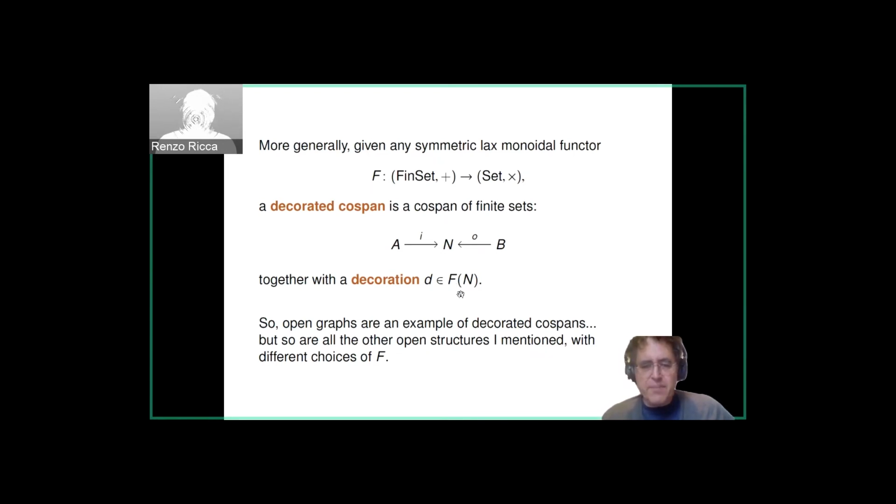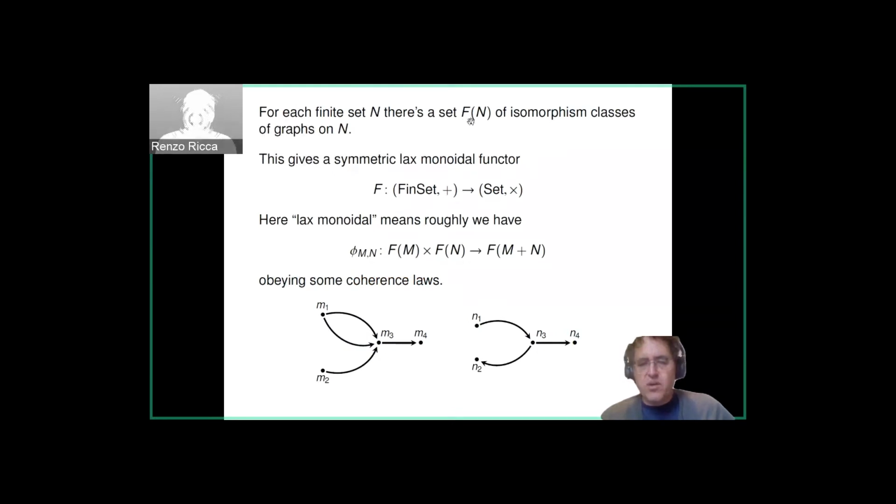And so in my example, the set F of N was the set of isomorphism classes of graphs on N. So in my example, a decoration on N would be one of those things. Like if here was my set N, N1, N2, N3, N4, the decoration would be the arrows that I've drawn, because the arrows there are an isomorphism class of graphs with N1, N2, N3, N4 as nodes. Okay, sorry for this.